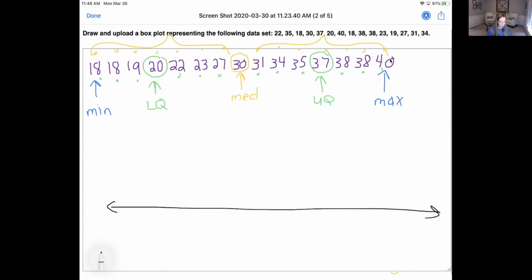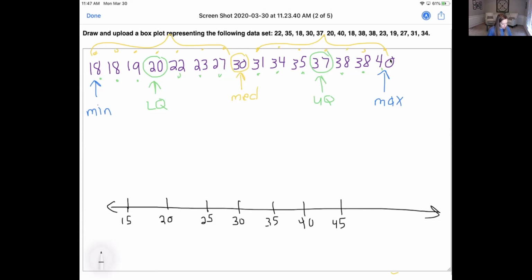I don't want to have to number all the numbers from 18 to 40, so I'm going to go by 5s. I'm going to say this is 15, 20, 25, 30, 35, 40, and 45. I could have spaced my numbers out a little bit better, but it is what it is, and you can space yours out better.